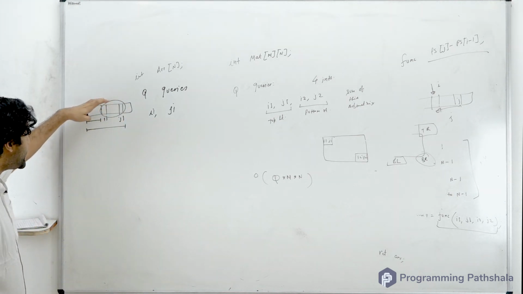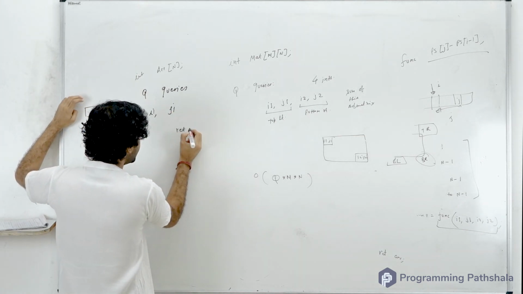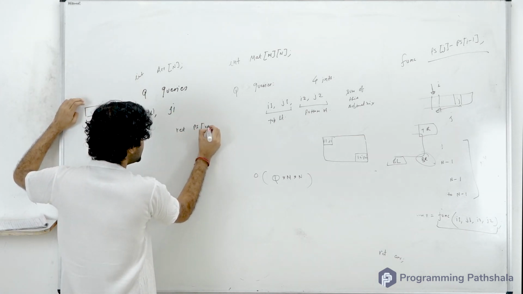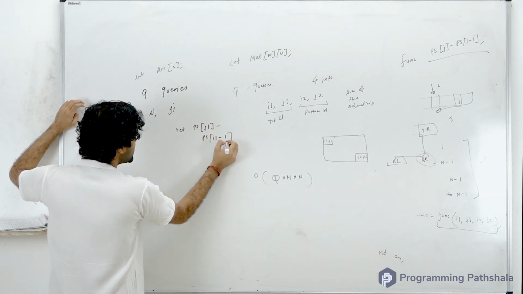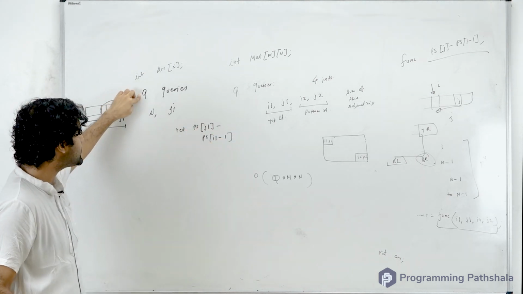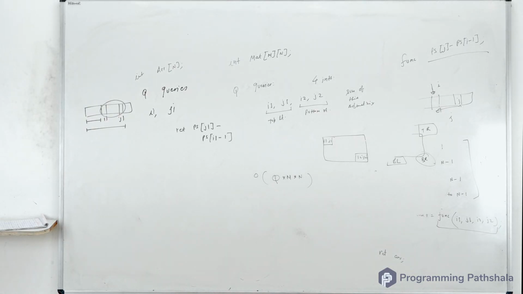So if you have converted your array into a prefix sum array, then every query can be answered as: return prefix sum till j1 minus prefix sum till i1 minus 1. So in this case, every query is answered in order 1 time. So what will be the time complexity of this approach?